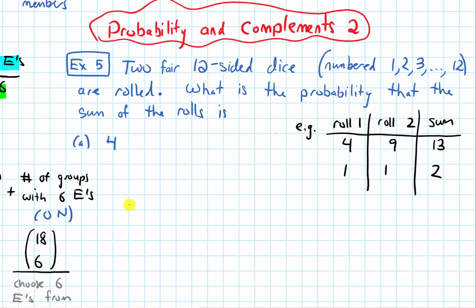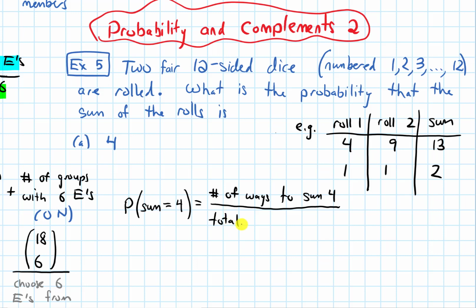Okay, we want to know the probability that the sum of our two rolls is equal to 4. So if I set up a fraction for our probability, on the top, I need to count the number of successful outcomes. And we have a success if the sum is 4. So the top is the number of ways to sum up to 4. And on the bottom, I need the total number of outcomes. And in this problem, my outcomes are the different ways we could roll these dice. So the total number of rolls.